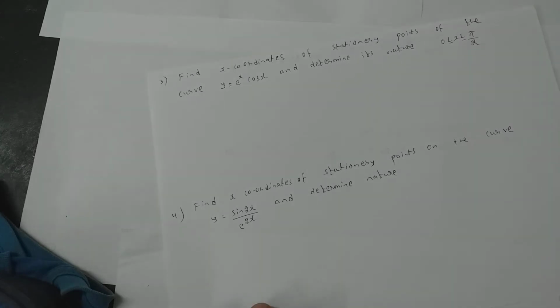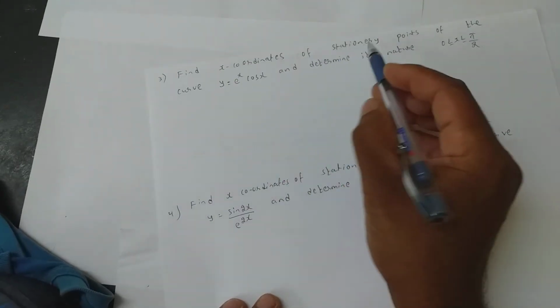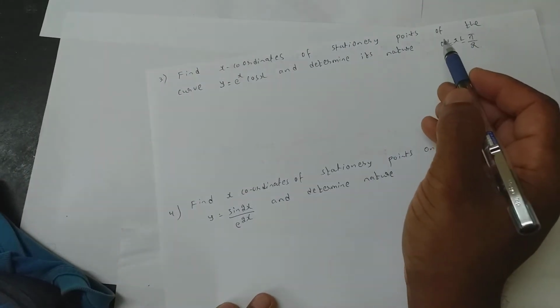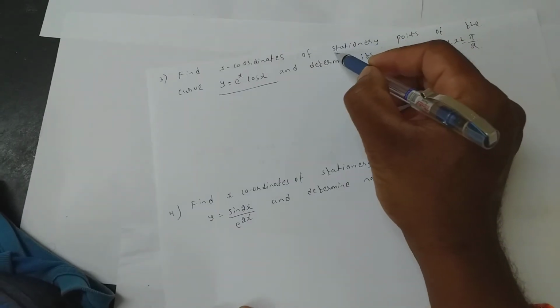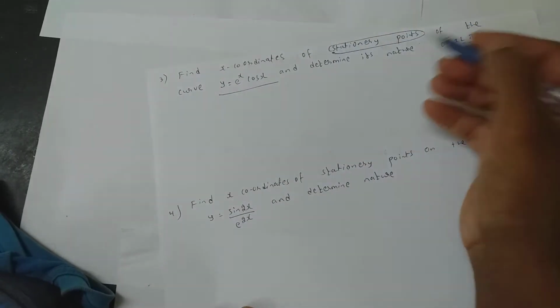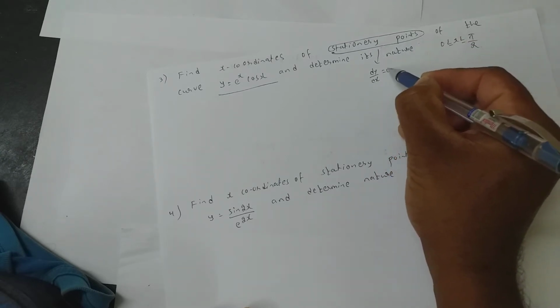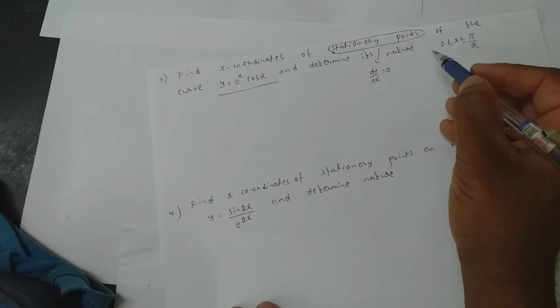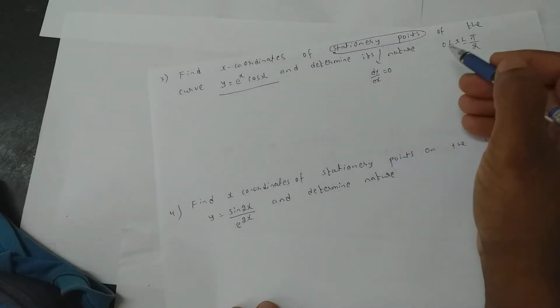Good morning students. In this video we will be seeing sums on exponential, logarithmic and trigonometric functions. Now look at the first question. Find x coordinates of stationary points on the curve. Now stationary points means you should get the idea: dy by dx equal to 0. So I need to find the values of x where my slope equal to 0.